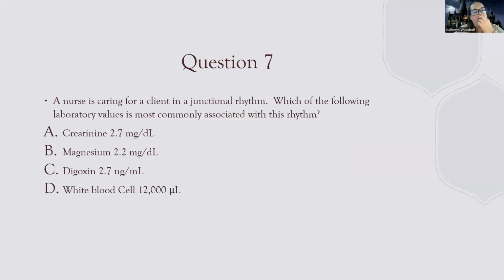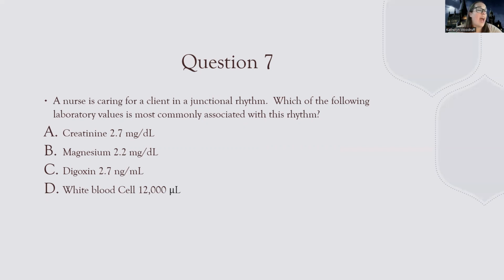So a nurse is caring for a client in a junctional rhythm. Which of the following laboratory values is most commonly associated with this rhythm? This is again talking about junctional rhythm, but it's trying to see if I can connect. So this is like a risk factors question saying, hey, which of these, if a patient had this, I would be like, they have a high chance of being in a junctional rhythm.